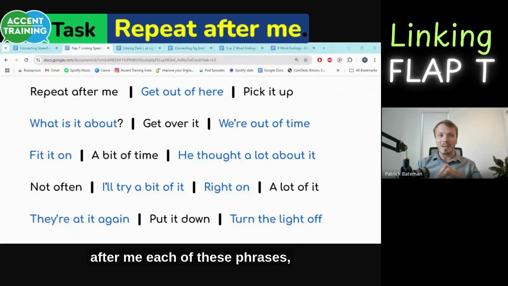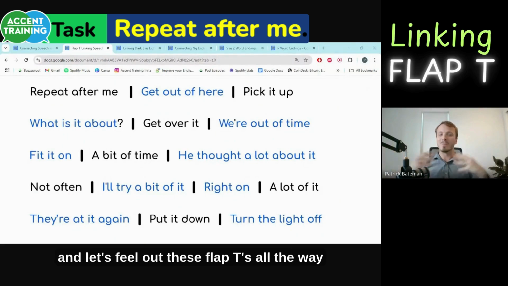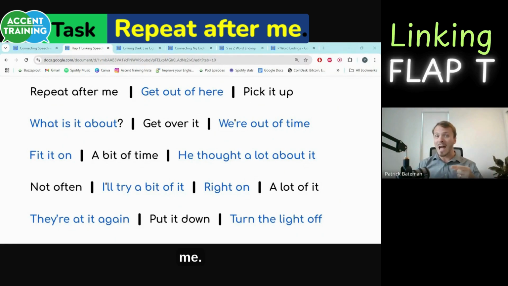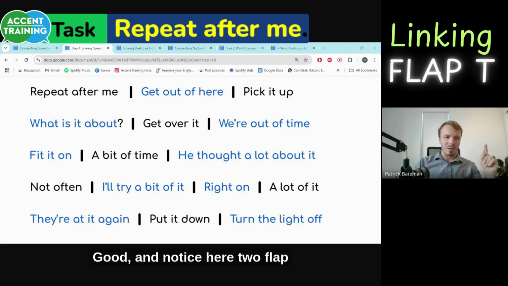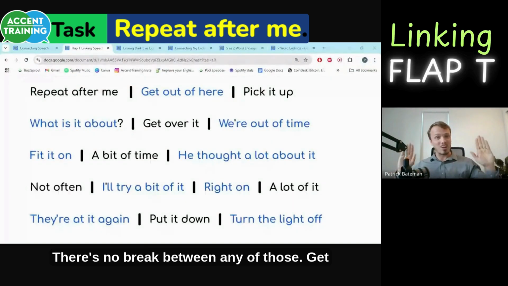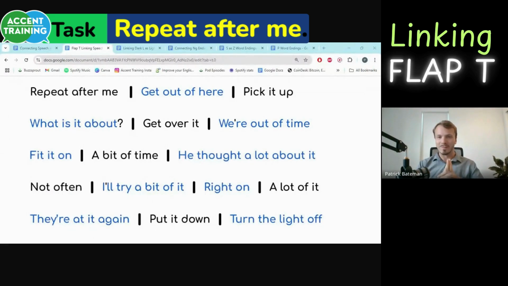Repeat after me each of these phrases, and let's feel out these flap T's all the way through, starting with repeat. Repeat after me. Get out of here. Pick it up. What is it about? Good. And notice here, 2 flap T's. What is it about? There's no break between any of those words. Get over it.